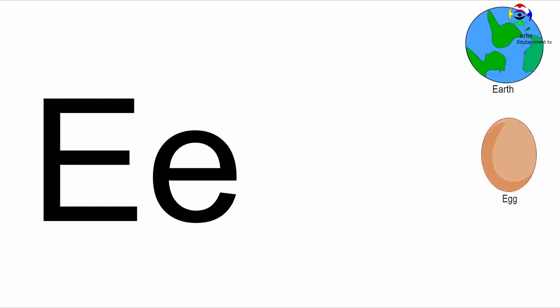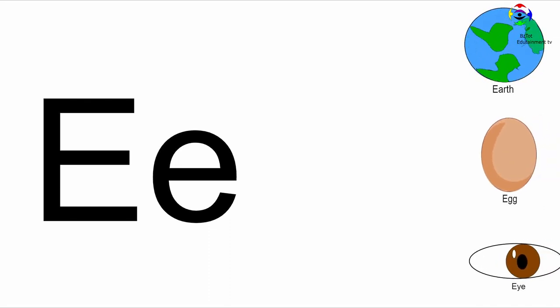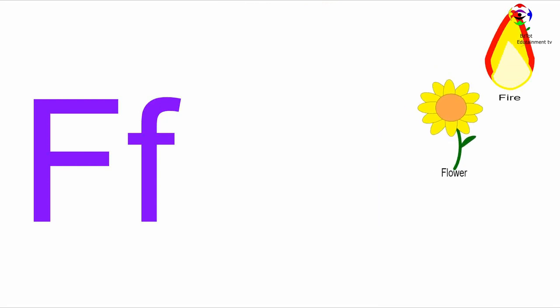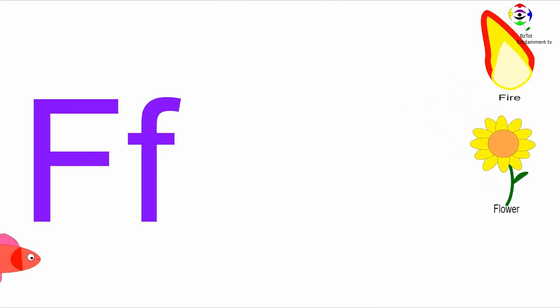E is for earth. E is for egg. E is for eye. F is for flower. F is for fish.